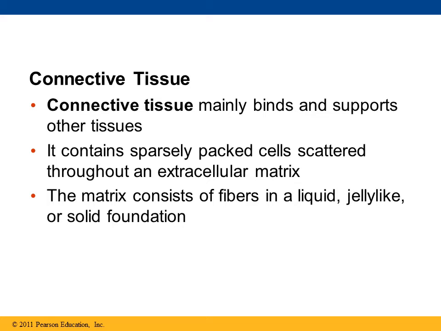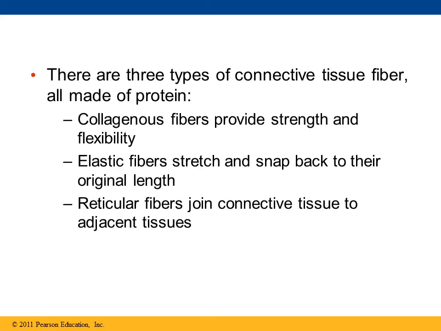Okay, the next type of tissue let's talk about is connective tissue. Connective tissue mainly binds and supports other tissues. It contains sparsely packed cells scattered throughout the extracellular matrix. Now, this matrix consists of liquids, jelly-like, or solid formations. So there are three types of connective tissue fiber, which are all made of protein.